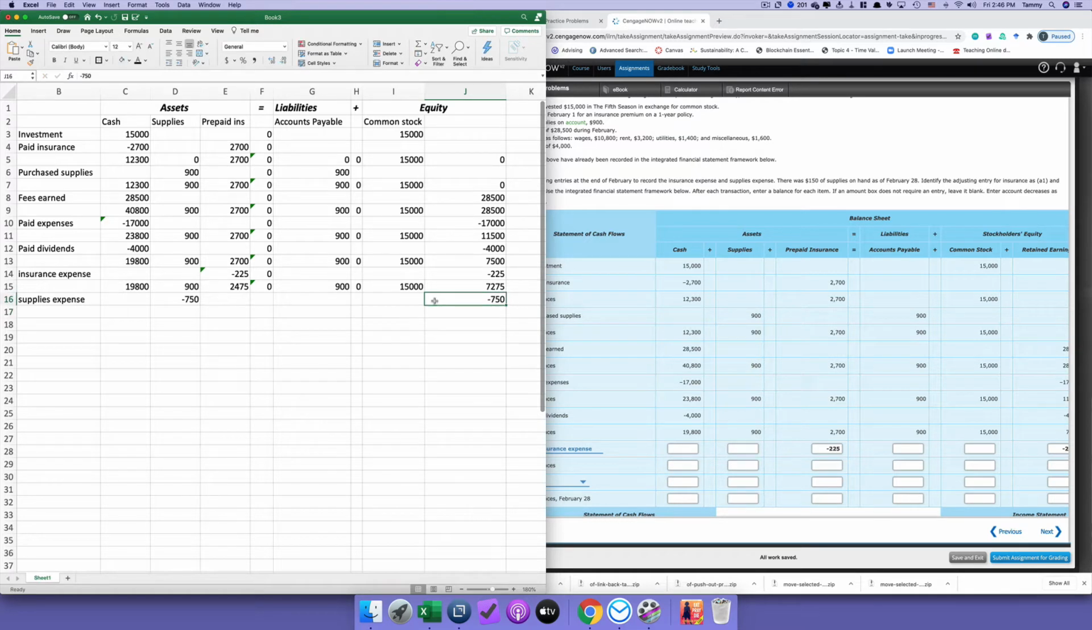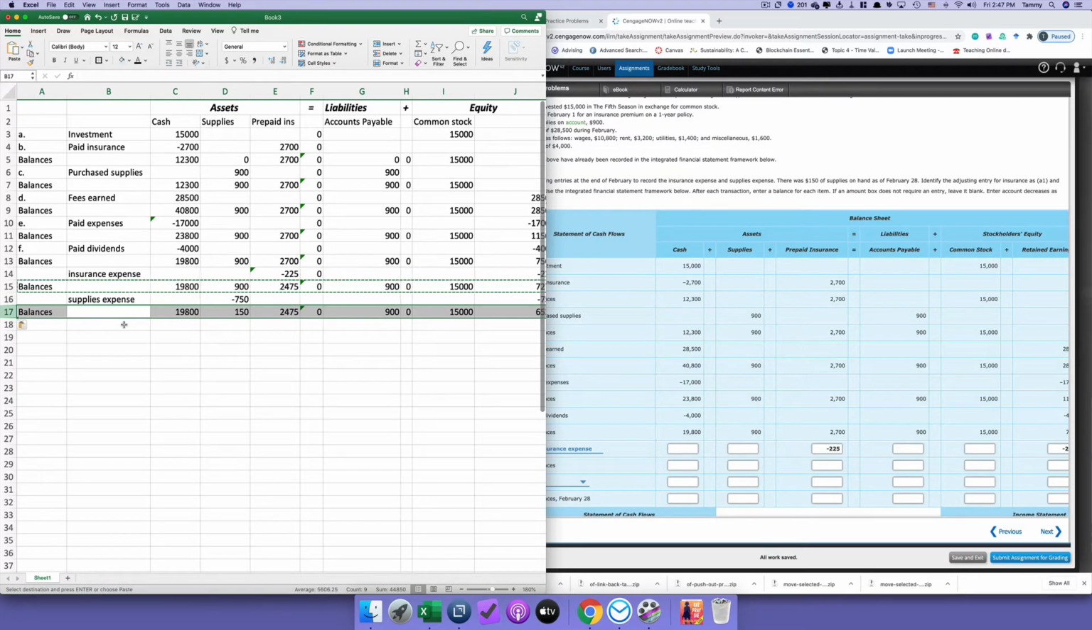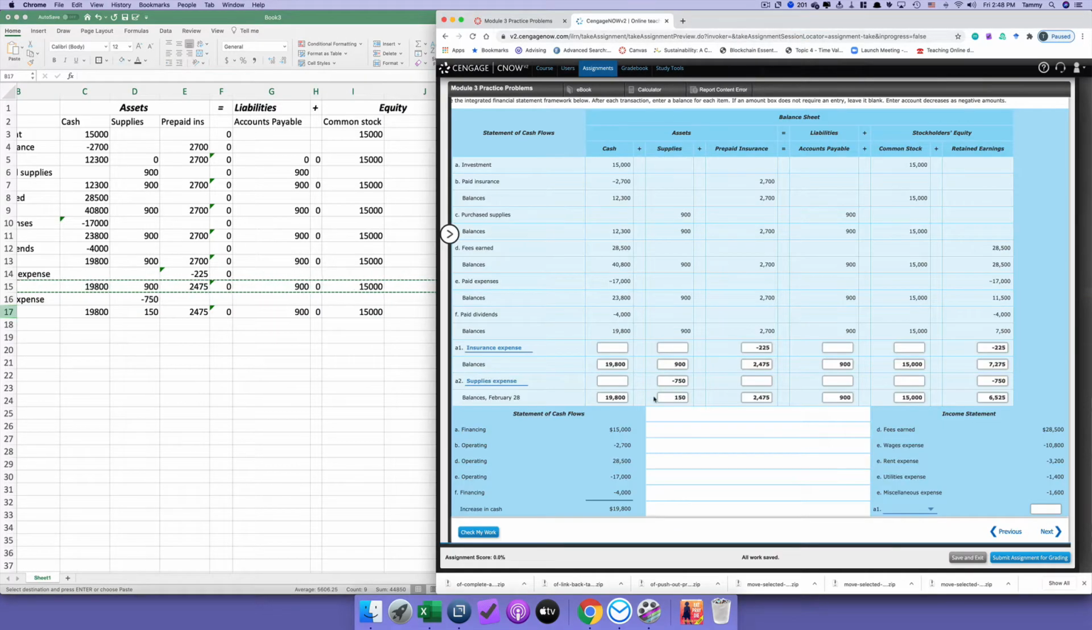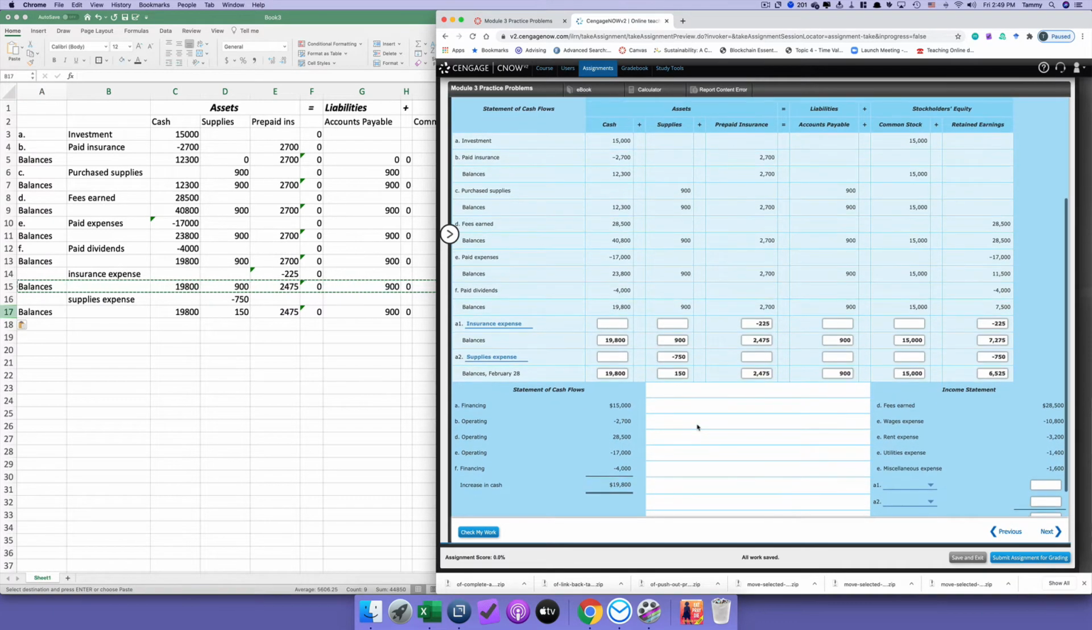Right? And so our balances, we can go ahead and copy this and paste it just like we have been. Okay, I'm going to stop the recording for a minute and fill in all this stuff and then come back to you in a sec. Okay, so I just paused the recording and transferred all of my information from my spreadsheet over here to the Cengage data entry sheet. And so then we want to look at these lower sections.